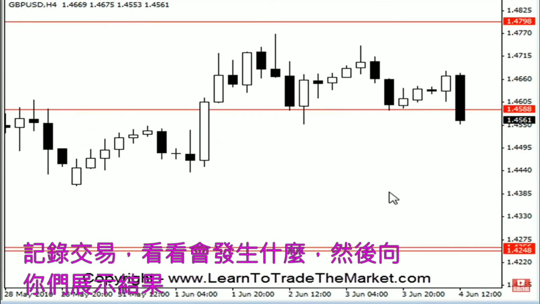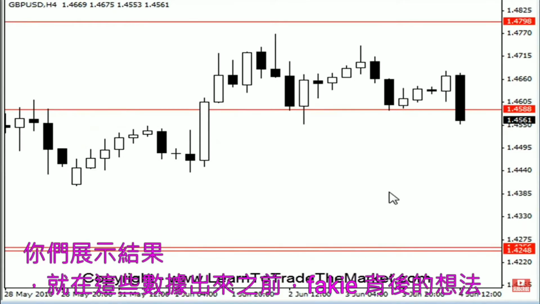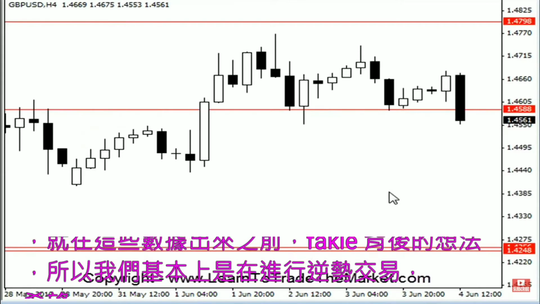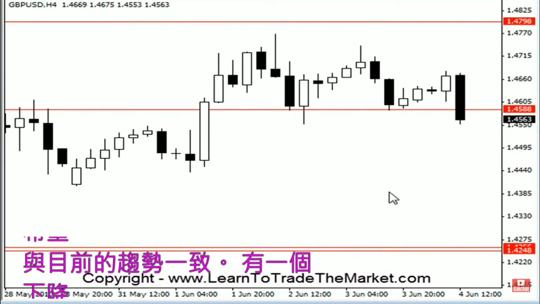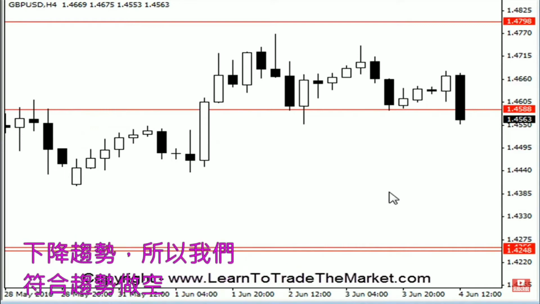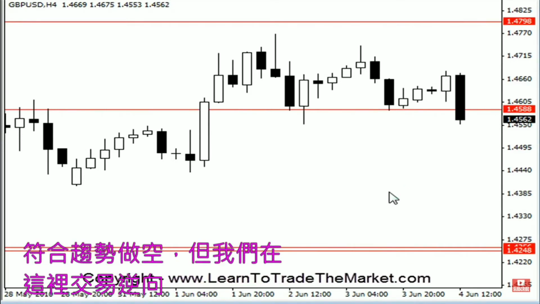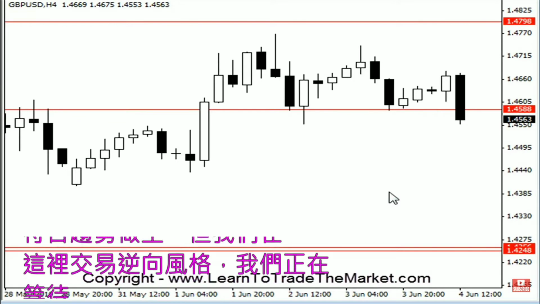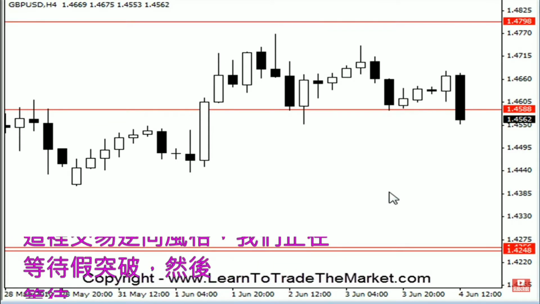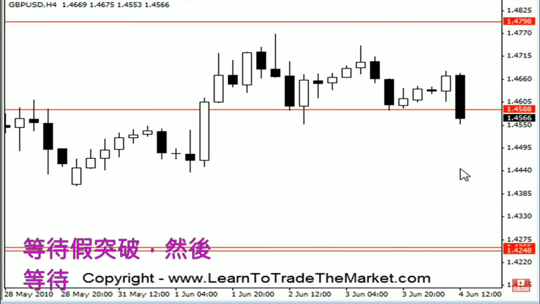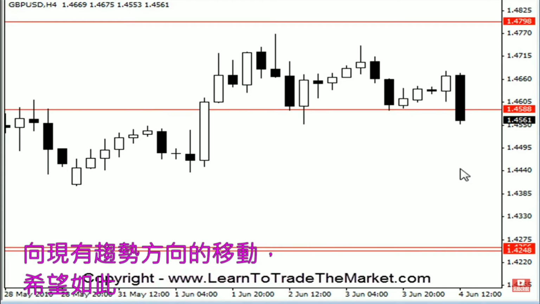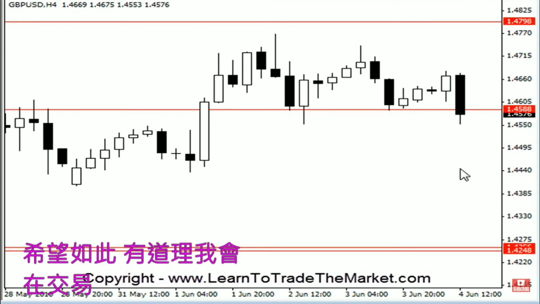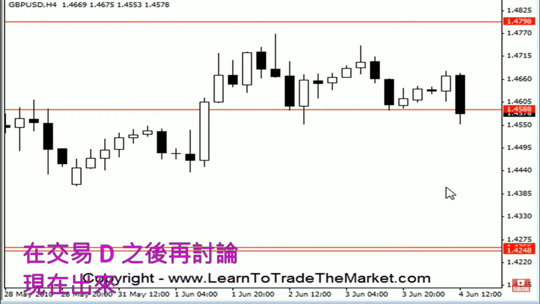Now, the idea behind the Fakey, just quickly before this data comes out, we're basically trading a contrarian approach, hopefully in line with the trend. Currently we've got a downtrend going on, so we are in line with the trend going short, but we're trading the contrarian style here. We're waiting for the false break and then waiting for the move back in the direction of the existing trend. Hopefully that made sense. I'll go over it after the trade, but the data's just coming out now, and we have some movement.